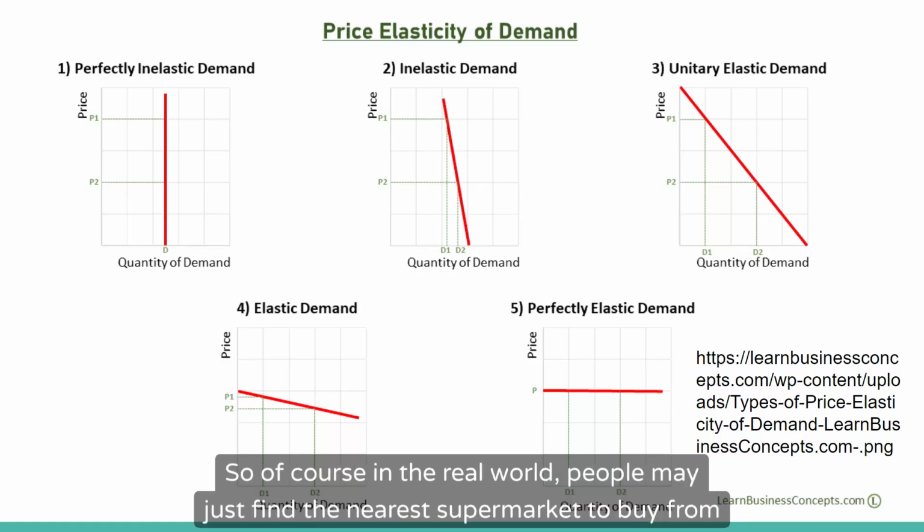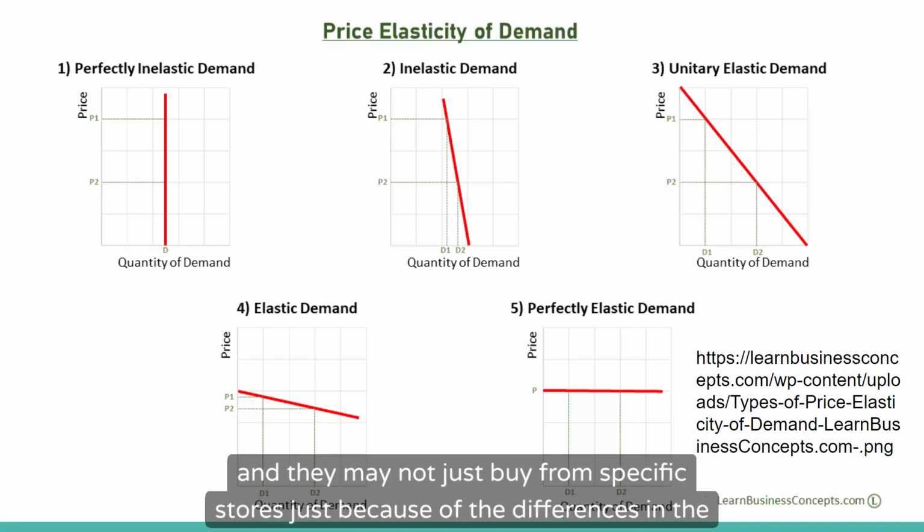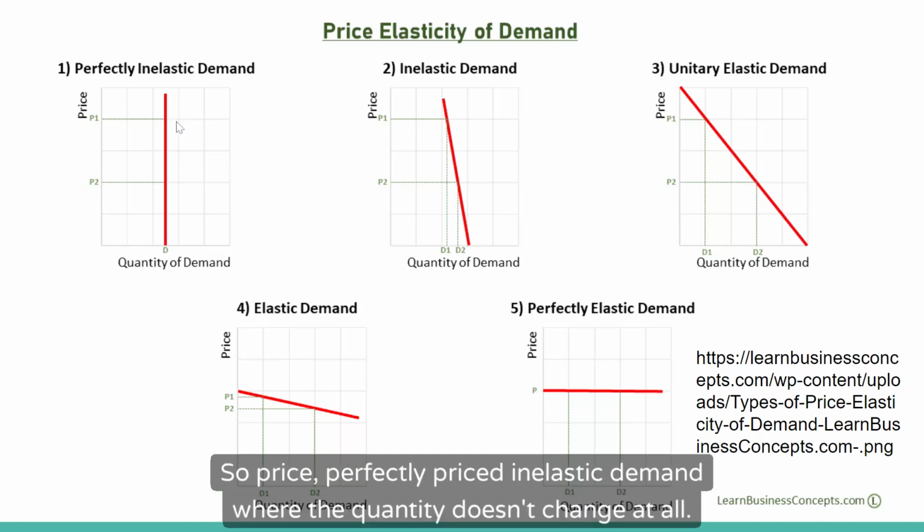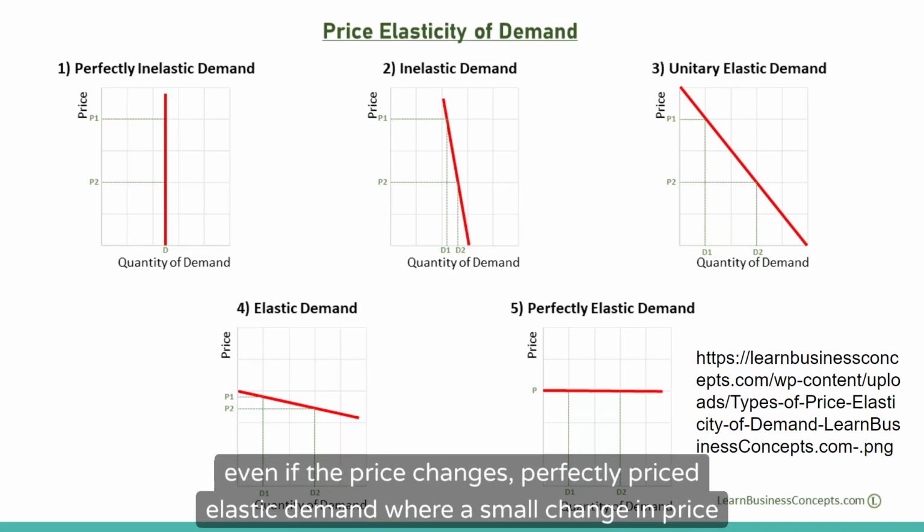Of course, in the real world, people may just find the nearest supermarket to buy from, and they may not just buy from specific stores because of differences in the price. But here we have the various situations. Okay, so perfectly price inelastic demand, where the quantity doesn't change at all, even if the price changes.